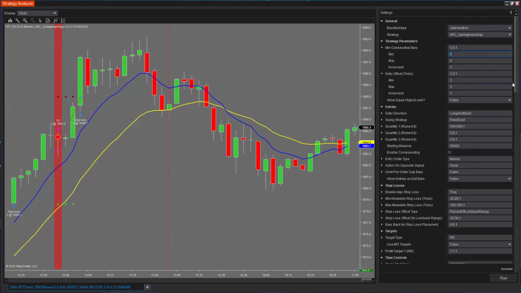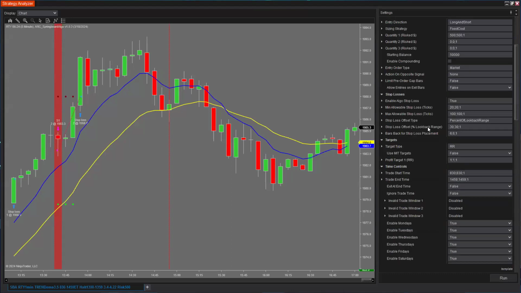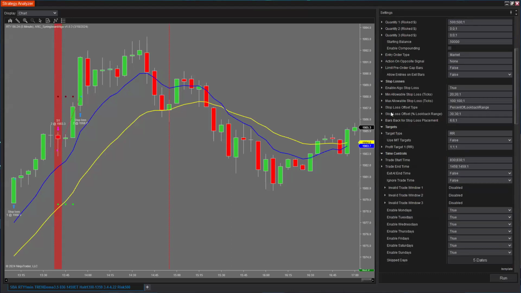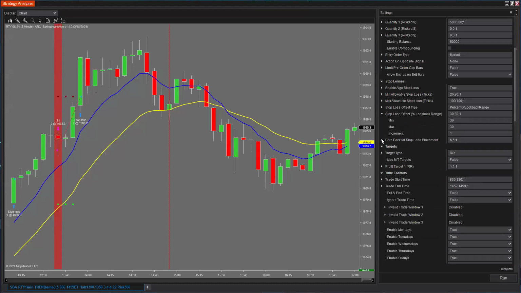So minimum consecutive bars. We're going to go 3 to 8. And you're going to go by ones. And we'll talk about what that means in a minute. Entry offset, 2 ticks to 5. We're going to do that by ones. And I'm not going to test anything else. I do want to test this and this.